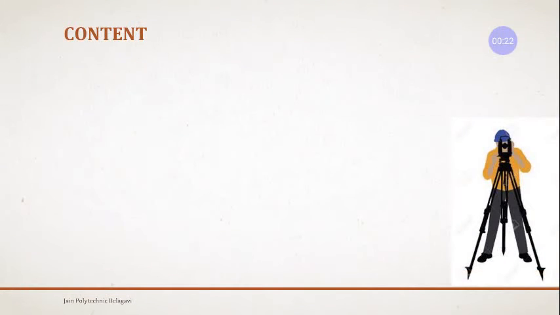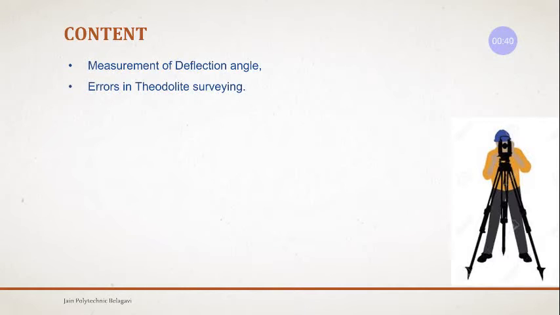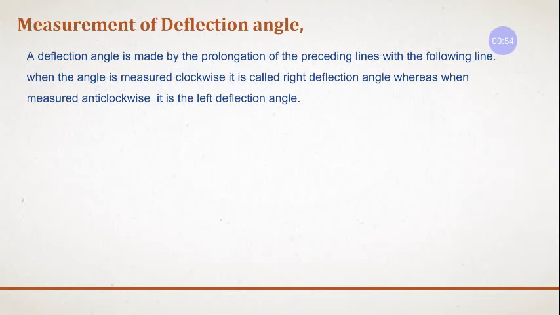First, today we are going to study the measurement of deflection angle. Now, what is deflection angle? First we'll understand that, and then we will understand how to measure the deflection angle. Okay. We'll also see the errors in theodolite surveying, that is, what errors can possibly happen in theodolite surveying, in this lecture.